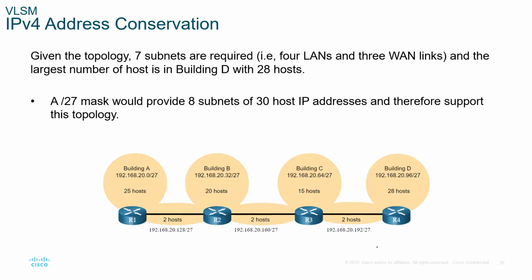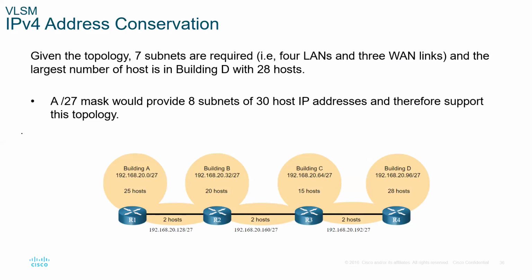5 minutes left. Let me see if I can explain VLSM in 5 minutes. Given the topology, 7 subnets are required: 4 LANs and 3 WAN links, and the largest host network is building D with 28. A /27 will provide 8 subnets of 30 host IP addresses, and therefore supports this topology. All right, we have a network example there that we are given.